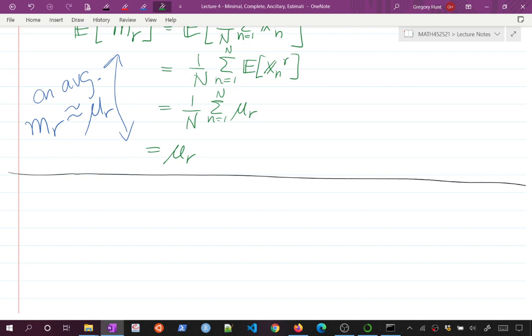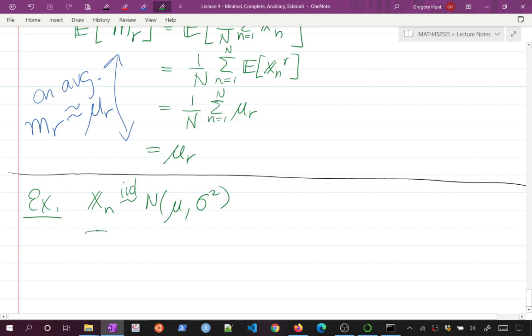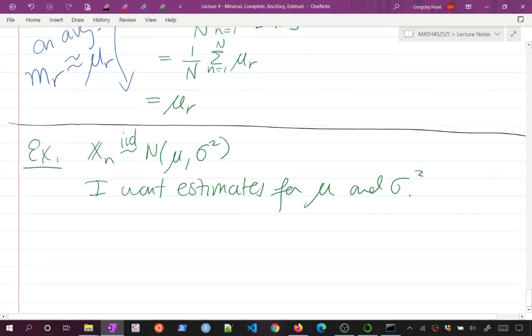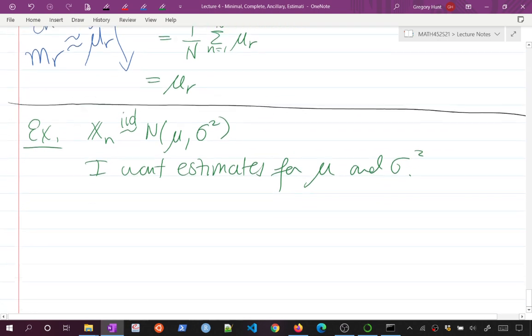So, a concrete example here. This is all a bit abstract. Let's look at a situation where we have our favorite normally distributed random sample, and here I want estimates for mu and sigma squared. So I'm assuming they both come out unknown. I want to estimate these.